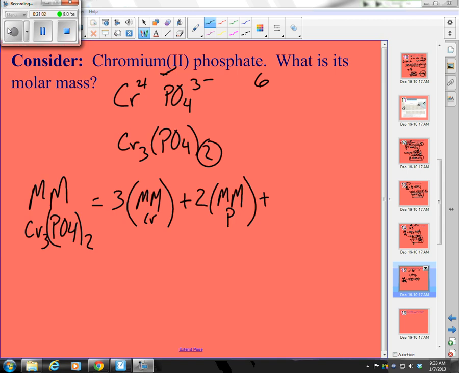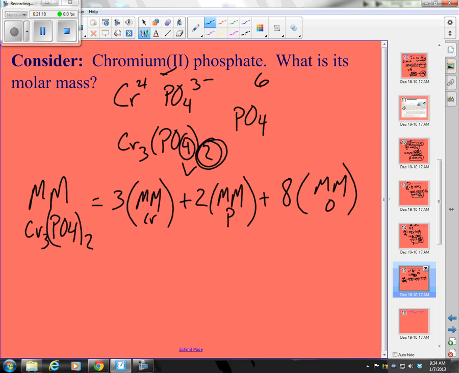So where were we? Well, we were trying to figure out my molar masses and how many oxygens do I have here? Well, I have 2 phosphates and each phosphate is PO4. So how many oxygens do I really have? I really have 8 oxygen atoms. Good. So that means to get my molar mass of chromium(II) phosphate, I need to get 3 chromiums, 2 phosphoruses, and 8 oxygens. Let us do that. Let's go to the periodic table.